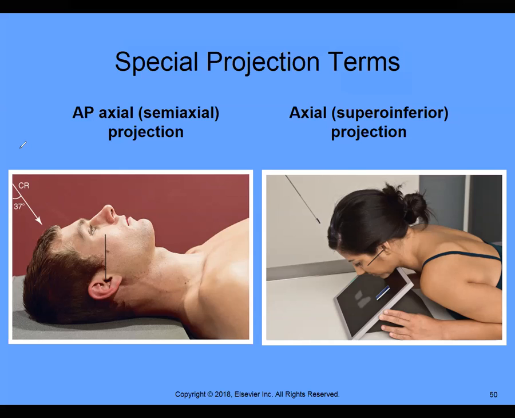We're entering into the part of additional special use projection terms. This first one is called an axial projection. An axial refers to the long axis of a structure or part. We use this for special views, and not necessarily special views, but even some of our typical views that require us to angle the X-ray tube, the central ray, 10 degrees or more along the long axis of the body or body part.